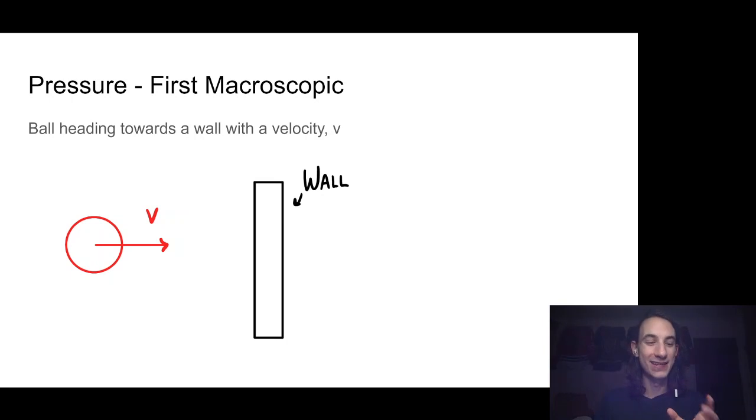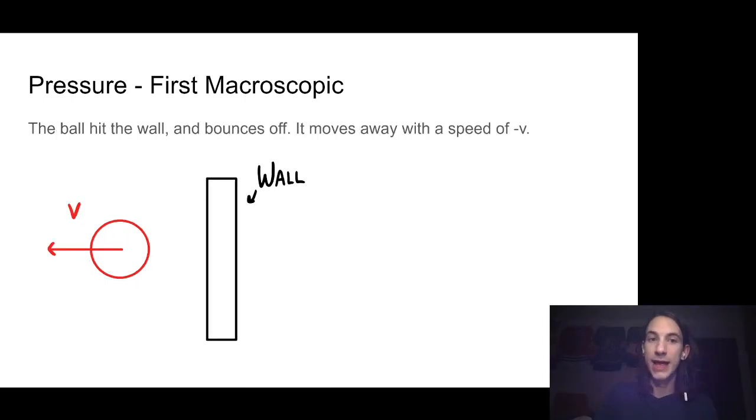So we want to think about a situation that we're used to from our previous physics learning. So whether it was physics 1 or chem phys, whatever we learned physics before, we talked about this idea of momentum. So let's think about a ball that is heading towards a wall with some velocity of v. And what we're going to say is that this ball collides with the wall and it bounces off.